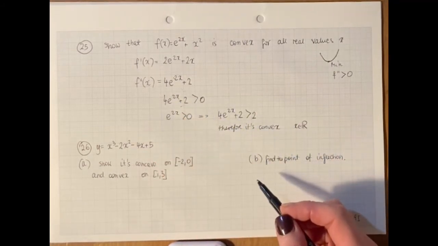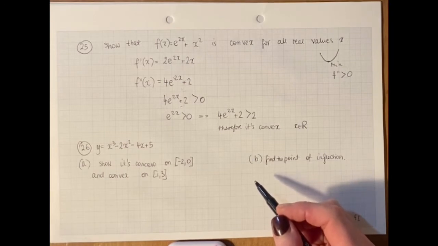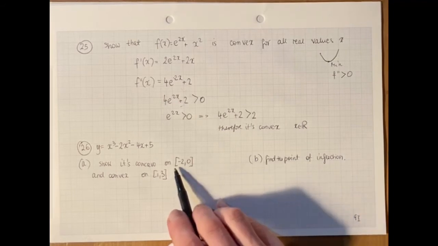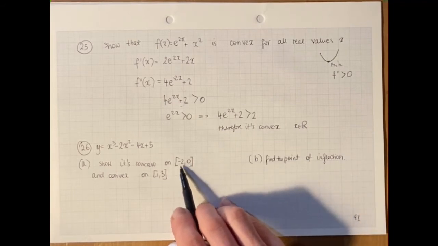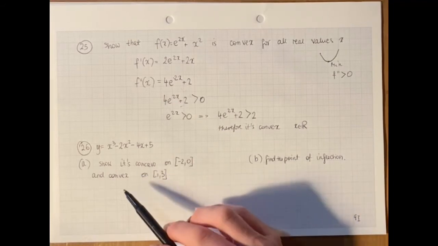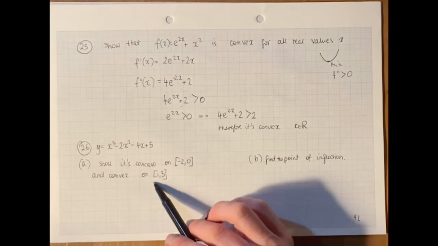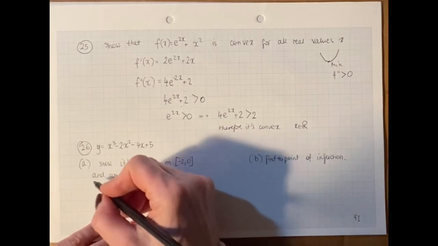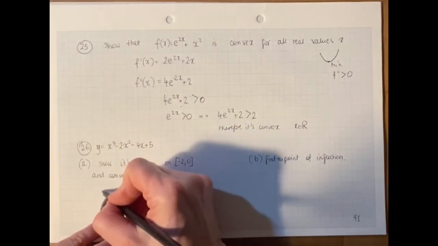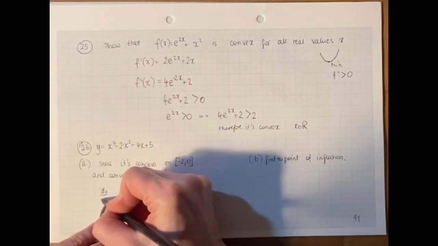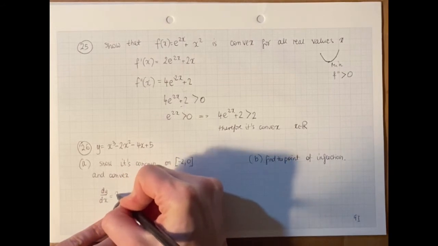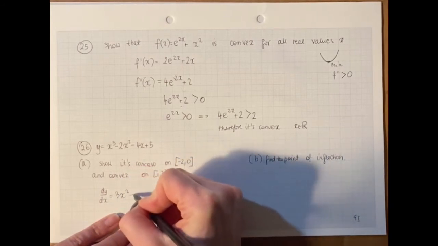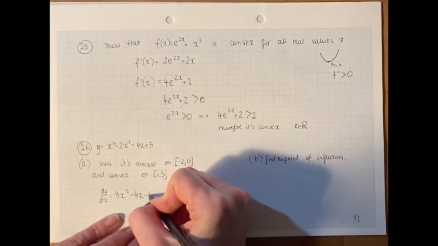Okay, for example 26, you've got a cubic. We're going to show that it is concave on the interval from -2 up to 0, including the endpoints, they say, and convex on the interval 1 to 3. So let's test the second derivative. The first derivative is 3x squared minus 4x minus 4.